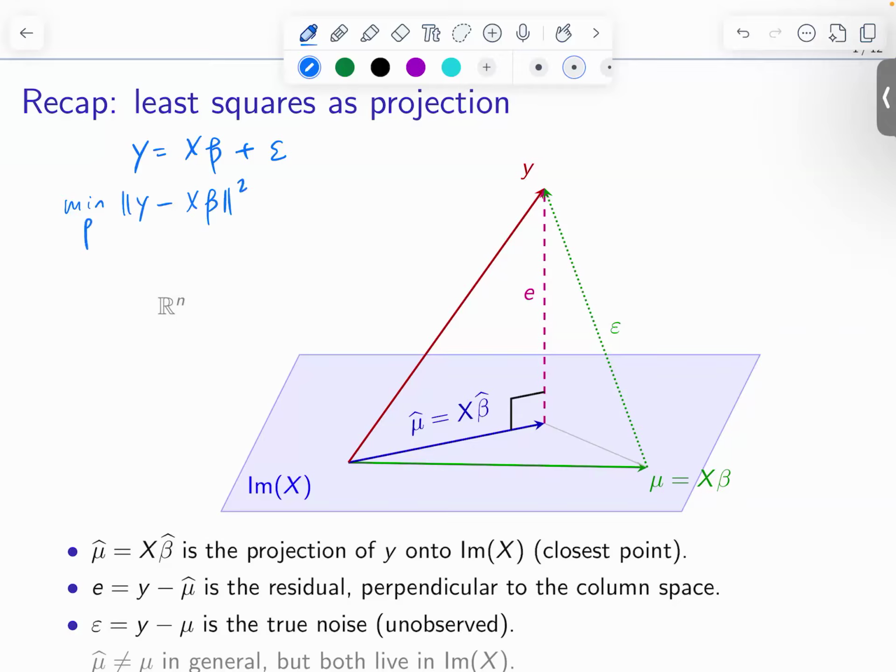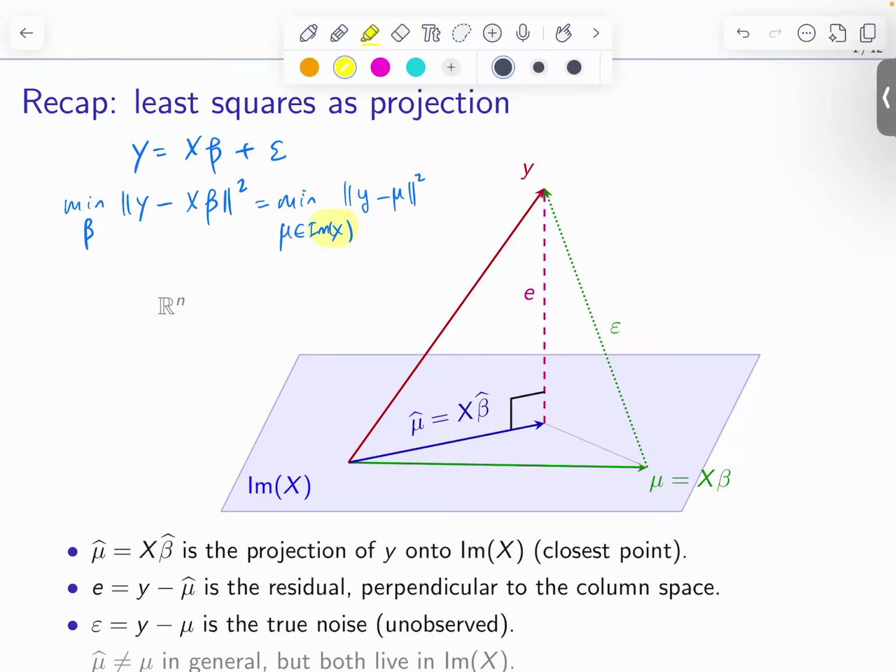Okay, so they're equivalent. So we're picking a vector mu in the space image of X, such that its distance to the observation vector y is minimized. And so we had this geometric picture. Mu is the true mean, or let's say the true signal part. So far, we don't have any random assumption on y, so it's the structured part of y, and it lives in the image of X.